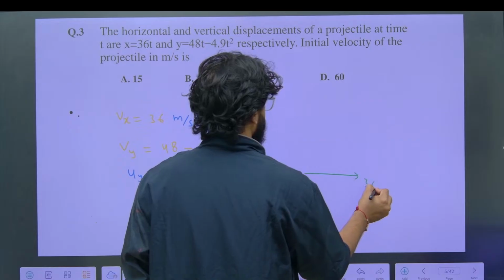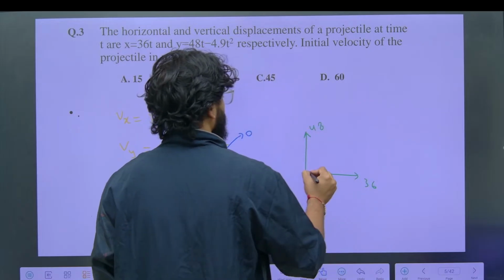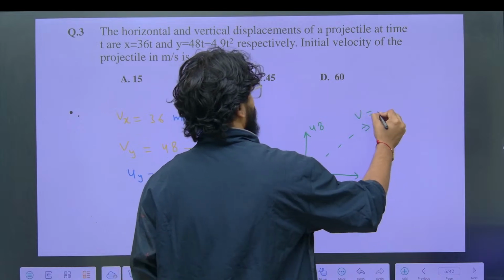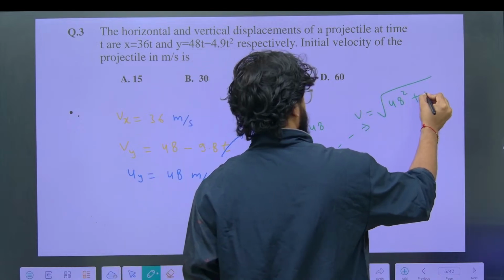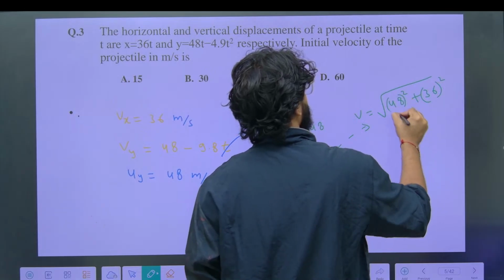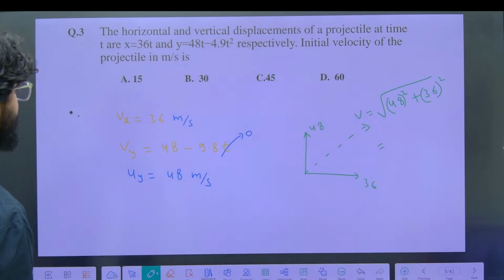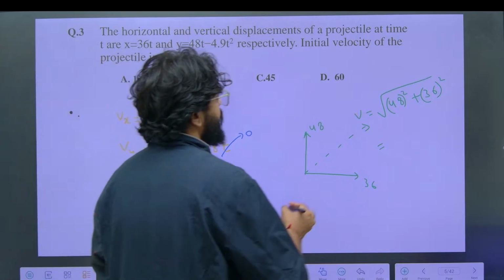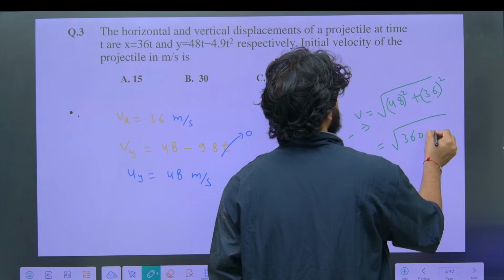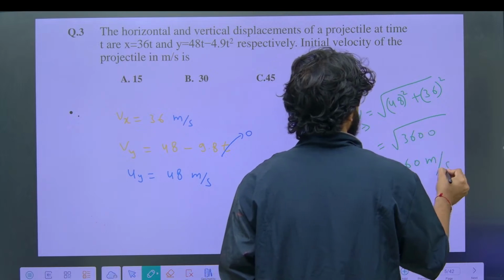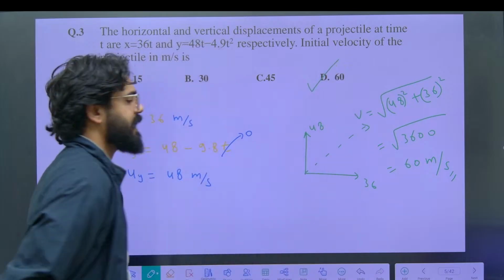So the initial speed of the projectile will look something like this, with 36 here and 48 here. Basically this is what we want to calculate: under root of 48 square plus 36 square. Let's do it quickly. It comes out to be under root 3600, which is clearly 60 meter per second. So the correct answer here is 60.